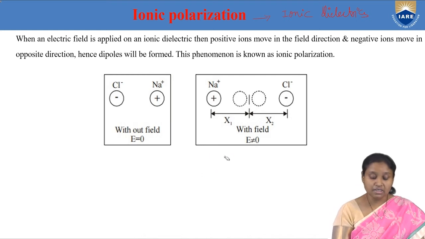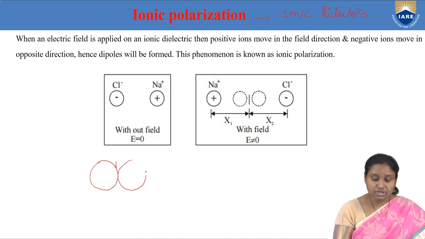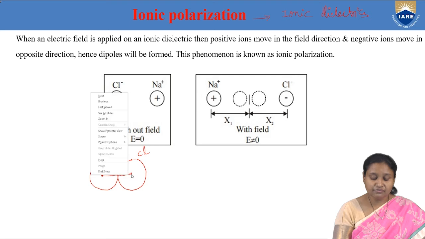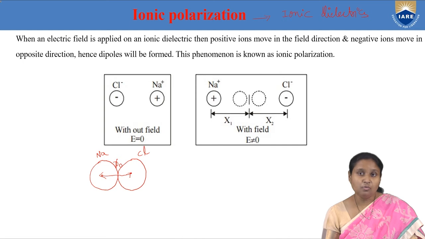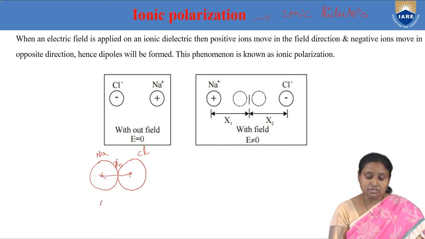Actually, when we don't apply any electric field, in this example of sodium chloride, if this is our sodium and this is our chlorine, their distance of separation is taken as R0. What is R0? R0 is called the equilibrium ionic spacing. It is the distance between two oppositely charged ions when they are in bond formation. Here there is no separation of ions, so there is no dipole. This is the case when we are not applying any electric field.